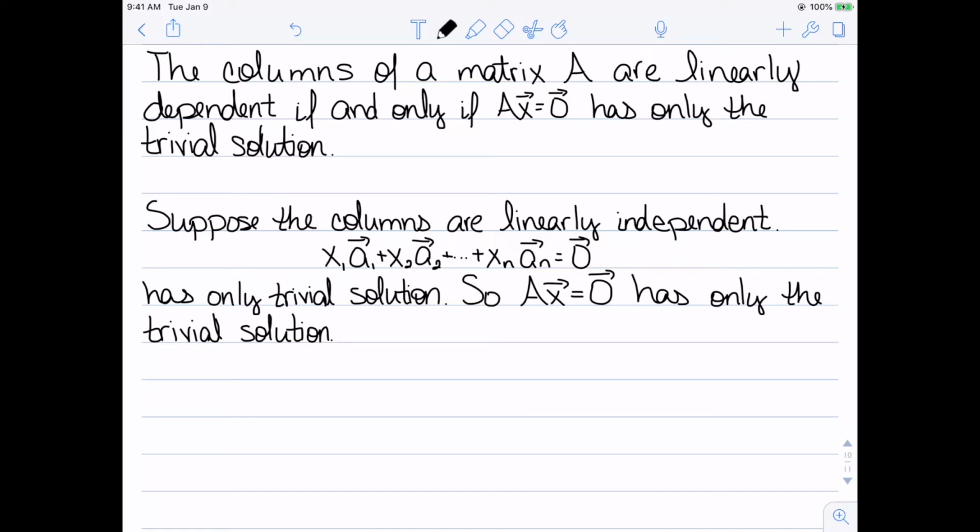And the other half is going to be very similar. We suppose Ax equal to 0 has only the trivial solution, which means this equation here can only have the trivial solution, which means by definition they're linearly independent.